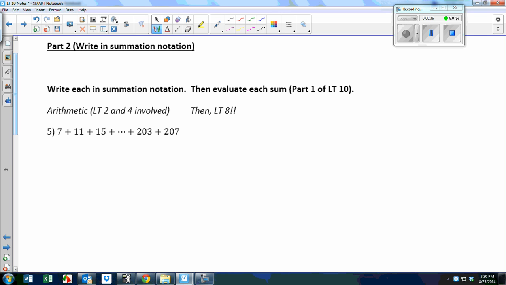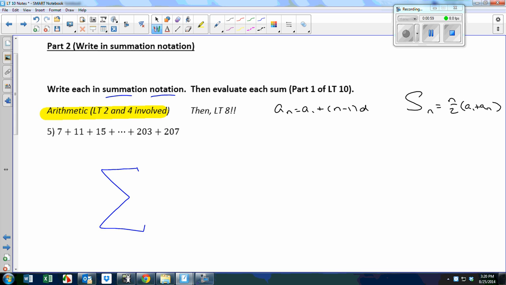So 3 examples. Number 1, arithmetic. So our first problem, we're dealing with arithmetic. We've got 2 formulas that I'll just remind you. A sub n equals a sub 1 plus n minus 1 times d, and s sub n equals n over 2 times a1 plus an. Our goal is to write it in summation notation, aka sigma notation.